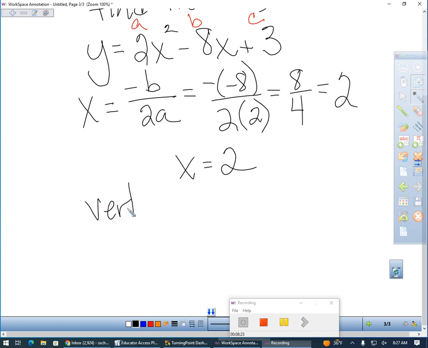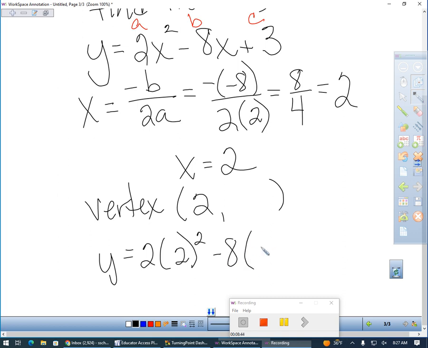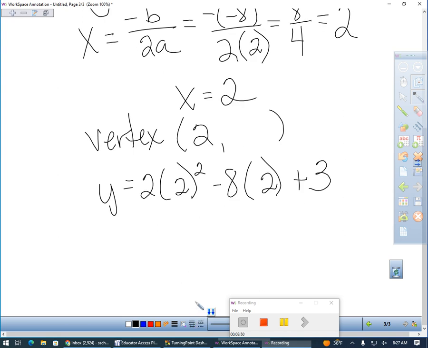Now my vertex. Remember, in my vertex, my x value is 2. I have to find the y value. What do I do to find the y value? Plug it in. Good job. So we're going to go up here and plug it in for x. So I have y equals 2 times 2 squared minus 8 times 2 plus 3. So this is 2 squared is 4 times 2 is 8 minus 16, which is negative 8, plus 3, negative 5. So my vertex is at 2, negative 5.